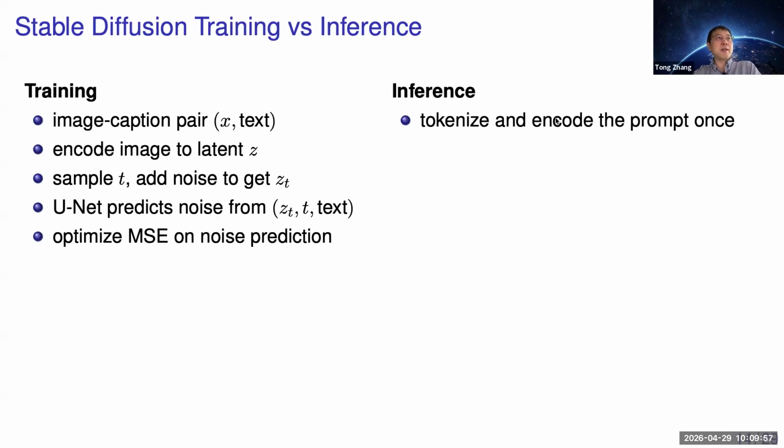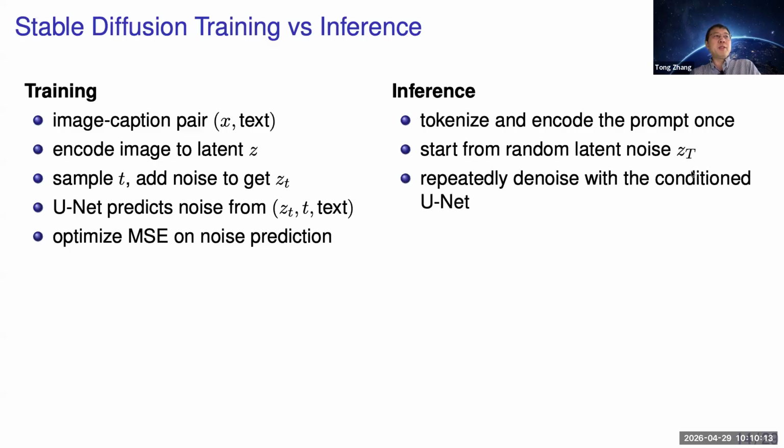Tokenize and encode the text prompt, right? This is just done once. You just encode that once, remember, and start from a random latent noise ZT. You repeatedly apply denoising conditioned on the text with the UNet, until in the end, you can say DDIM, DDPM, right? Then decode the last step once with this VAE decoder. Again, the VAE encoder and VAE decoder don't condition on text. The only part conditioned on text is this UNet. So this is how the structure comes.